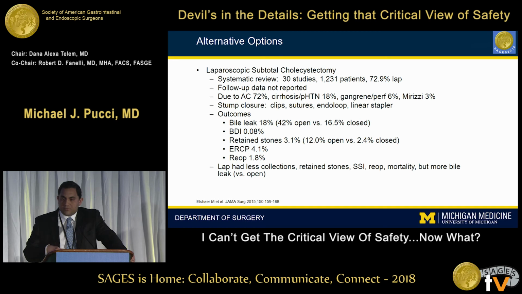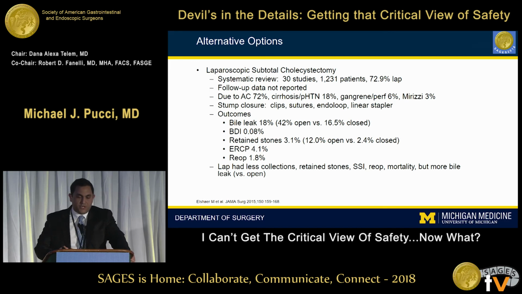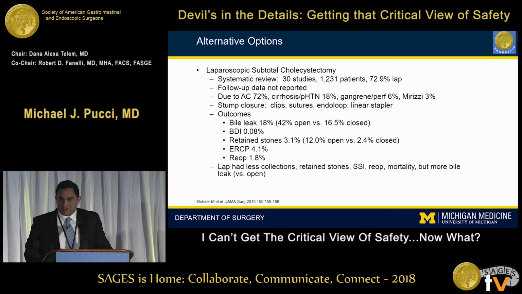The second one is by Elshire, was 30 studies, 1,200 patients, majority lap. Unfortunately, they didn't report any follow-up data. Again, majority were acute cholecystitis in terms of etiology. Stump closure was a variety of different techniques. Outcomes that they measured, bile leak was around 18%, but more often among the group that was left open versus closure of the stump. Bile duct injury of 0.08%.